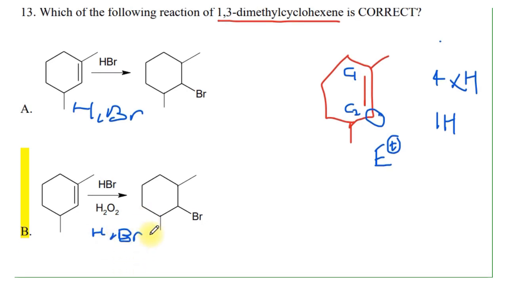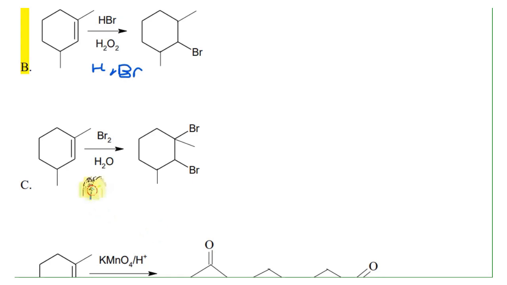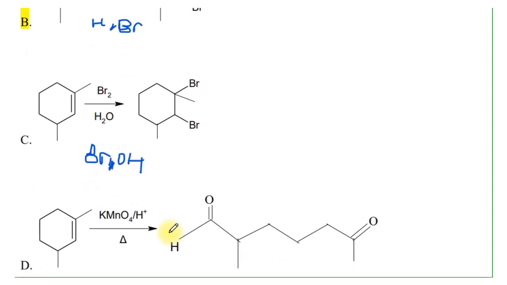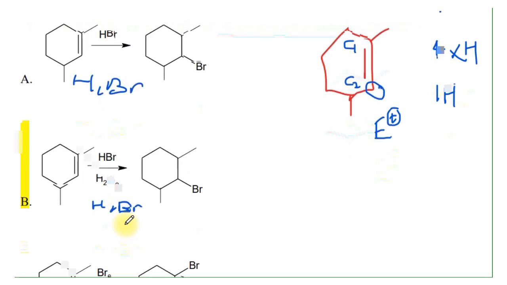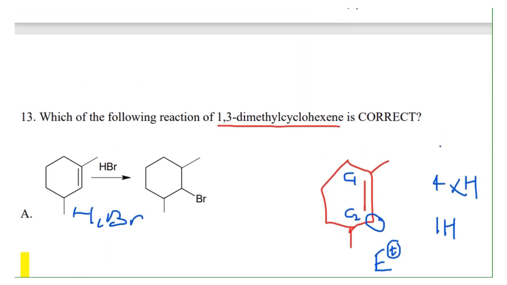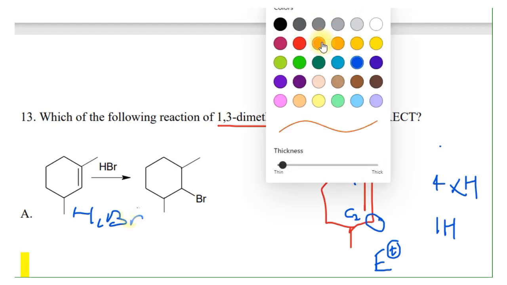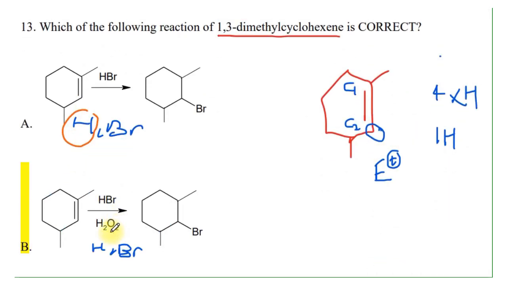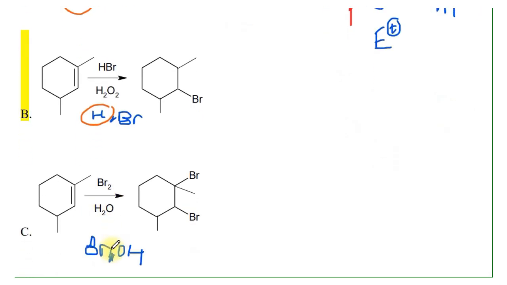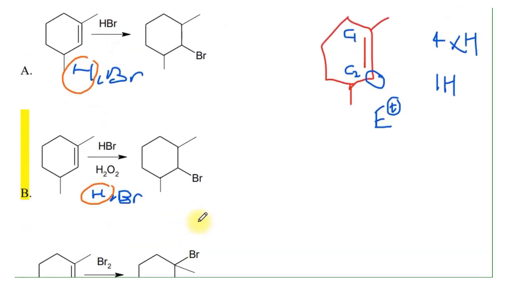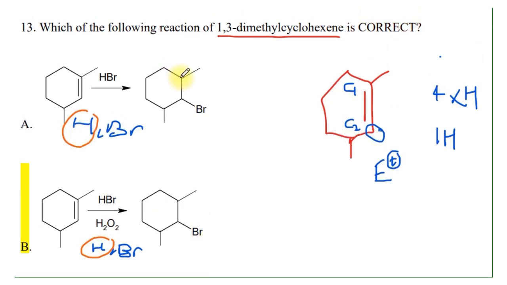Okay, and next, what is the next? This one is BH3, then H2O2/OH. Then this one is oxidation. We check for A, B, C first because D is another story. Over here, this one is the electrophile, this one is the electrophile, and this one is the electrophile. So by right, hydrogen should be added to here. So the answer for A is wrong.